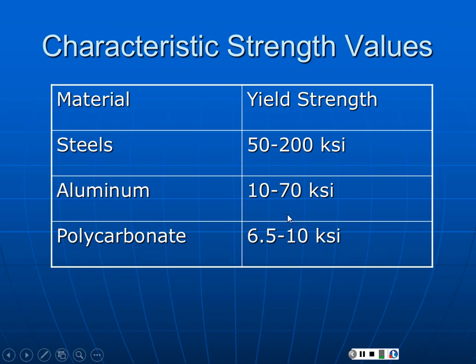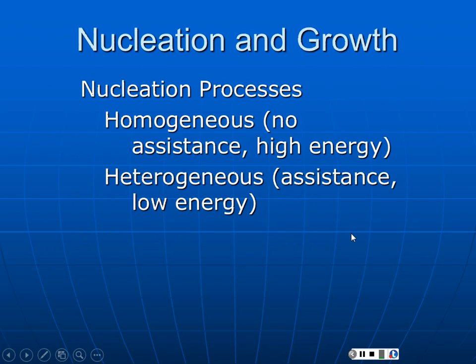Now these are ranges, and so when students will ask, well, what's the strength of 2024 aluminum? And then the answer is, well, I don't know. There's a range. It's between 10 and about 40 or 50 KSI. It won't go as high as 70. But it depends on what you've done to it and what its history is, how it's been cold worked, or if it hasn't been cold worked, and so on. And it depends on the grain structure. So you need to know ranges. 50 to 200 KSI for steels, 10 to 70 for aluminum, and 6.5 to 10 KSI for polycarbonate.